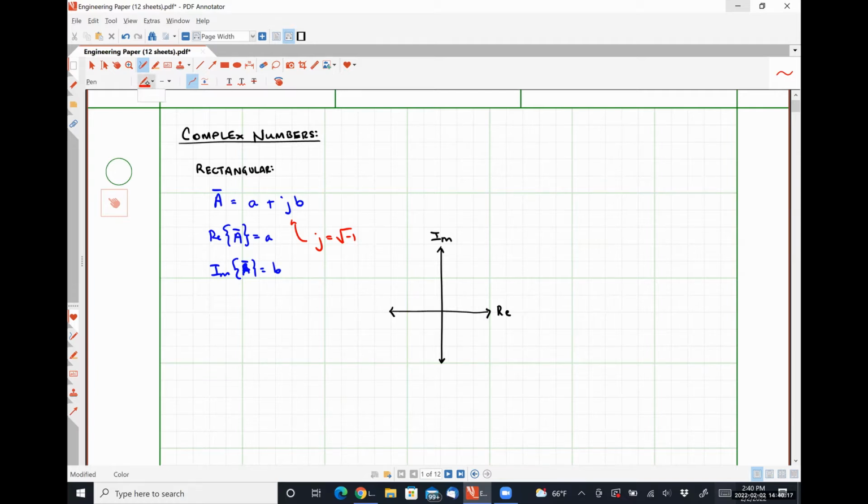So I could represent this rectangular form complex number on my complex plane here by going a units in the real direction and then b units in the imaginary direction. So that might look something like this, where the projection onto the real axis is a, and the projection onto the imaginary axis is b.